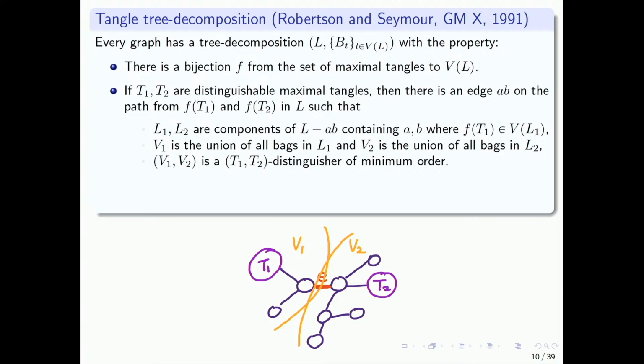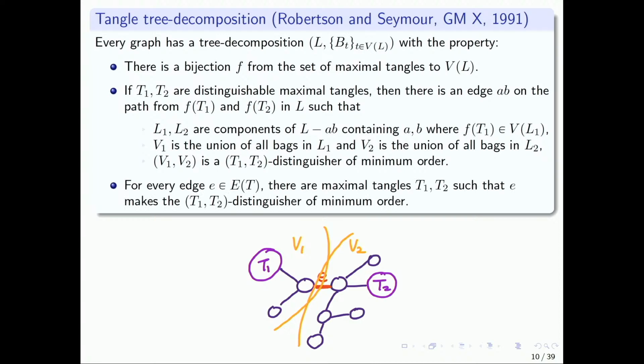So basically they explain this with some more conditions, but in just one slide I only wrote some essential things. And then also, for every edge in the tree decomposition, sorry, this should be T. For every edge in the tree decomposition, there are two maximal tangles that are separated by the separation corresponding to this edge.